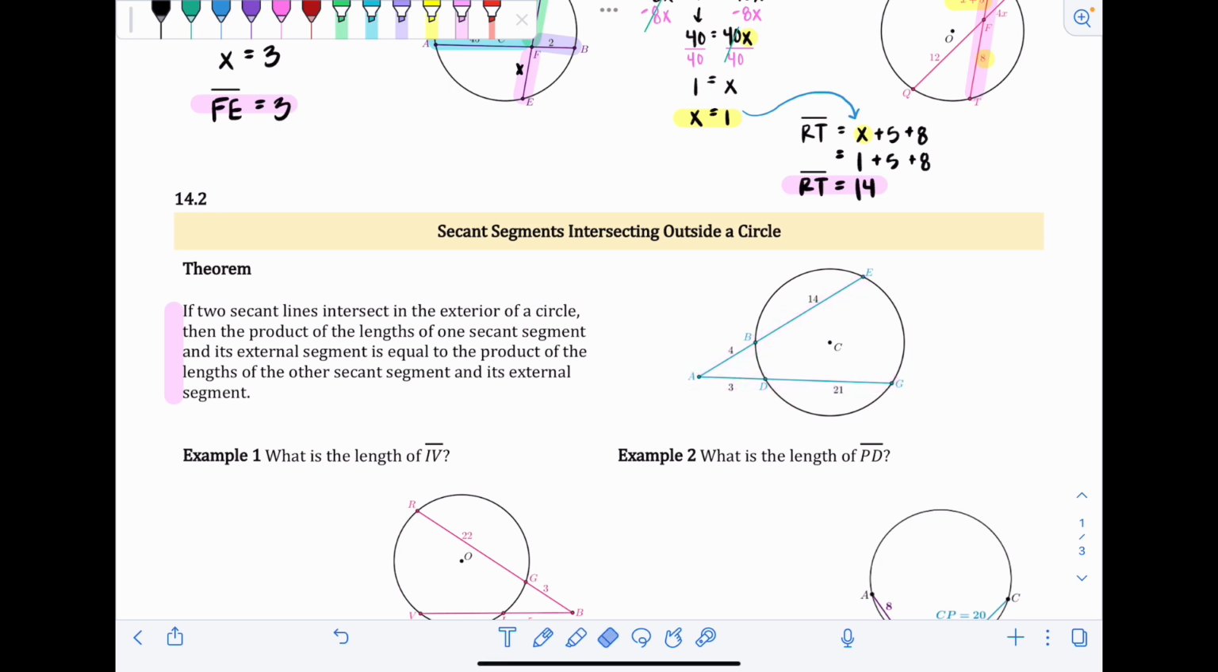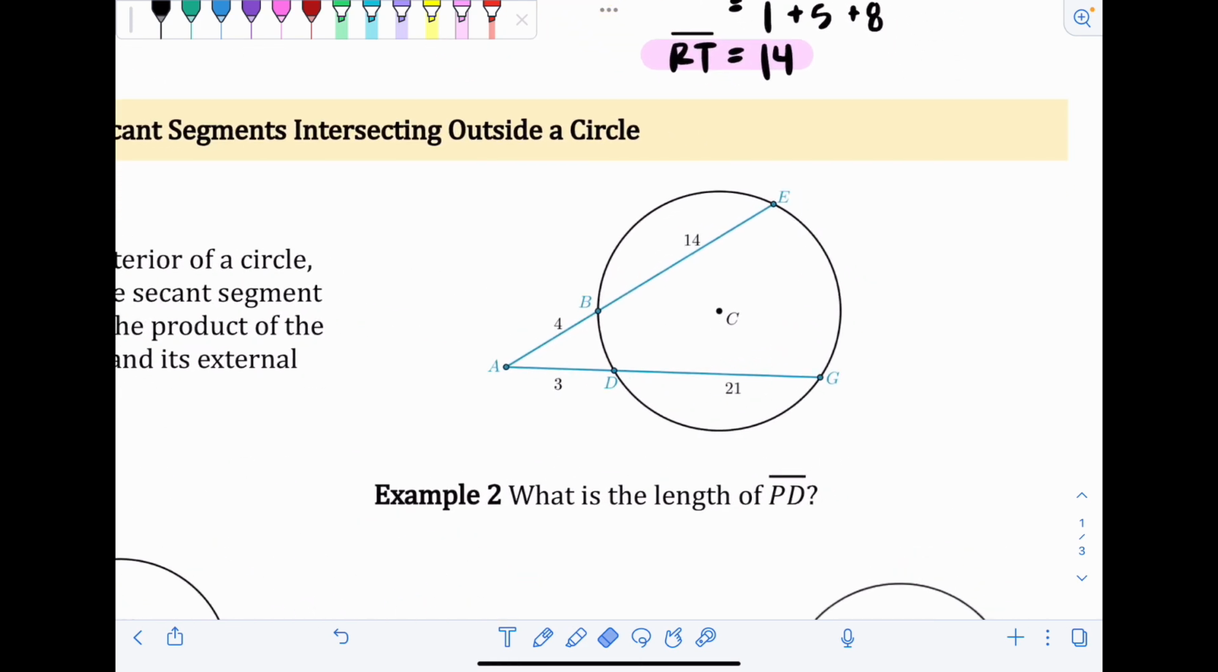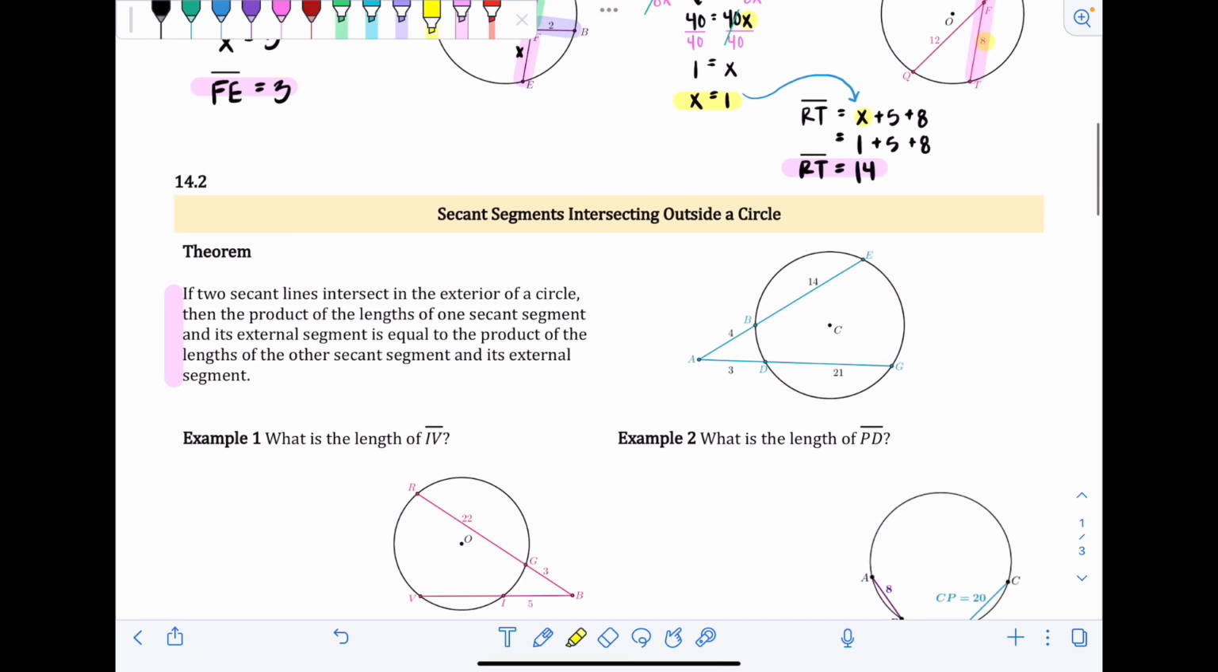So this one is quite a bit different than 14.1 in that you don't just get to multiply the 2 individual parts like 4 times 14 or 3 times 21. Right here where it's saying the product of the length of one secant segment, so one secant segment is this entire thing, all the way from A to E, and its external segment, that's just the part that's outside of the circle, so that part is just A to B.